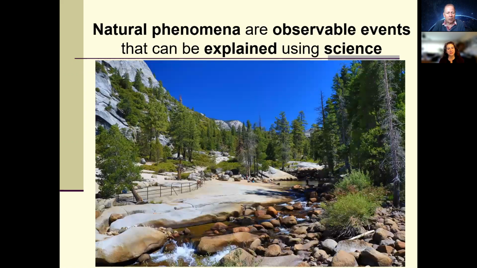So let's take a look at this picture. This is a picture that Stacy and I took at one of our vacations in Yosemite National Park. It's at the top of a waterfall. And as you're looking at this picture, what natural phenomena do you notice in this picture? So if you like to, you can pause the video for a moment. Okay, Stacy, so when you look at this picture, what phenomena do you notice here?